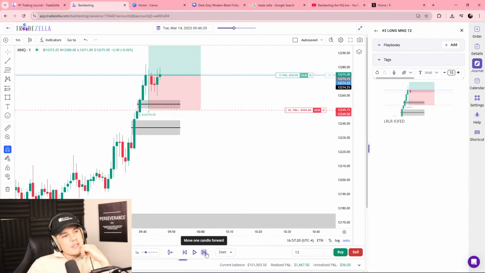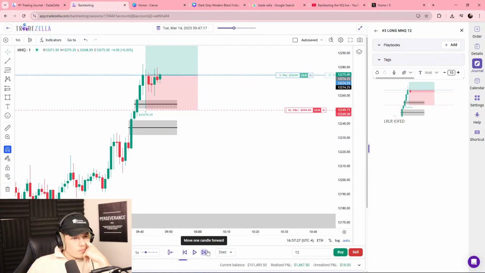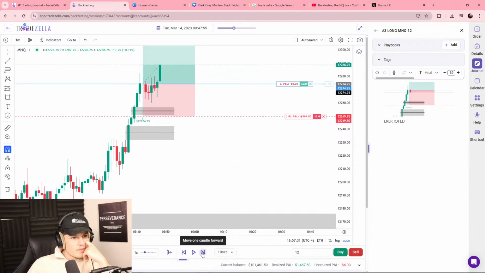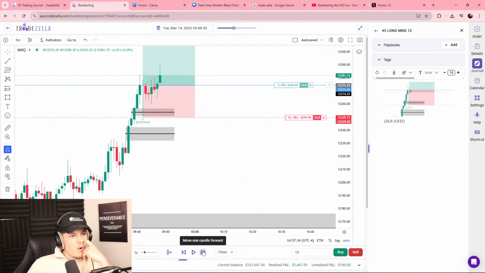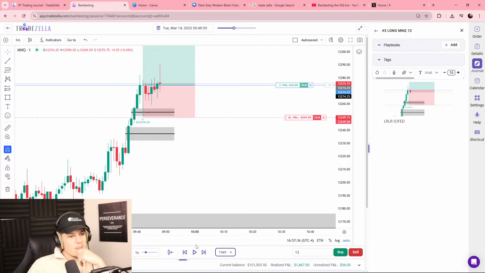Waiting for this displacement. Trade is being a little bit slow here. What's alpha institutional order flow entry drill? I'm going to stay up at the 10 seconds. Getting boring. Okay, this is really important here.